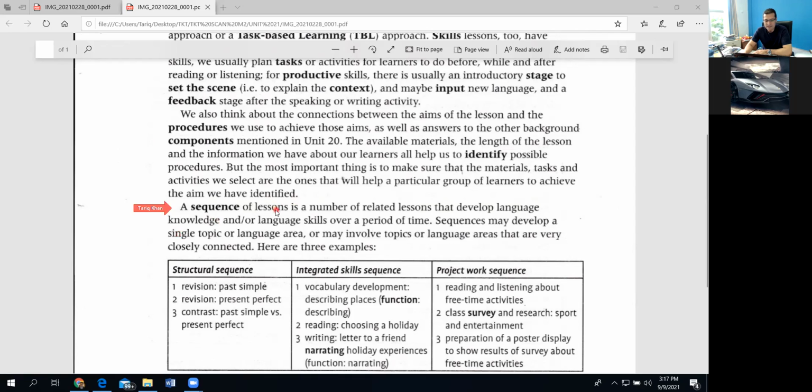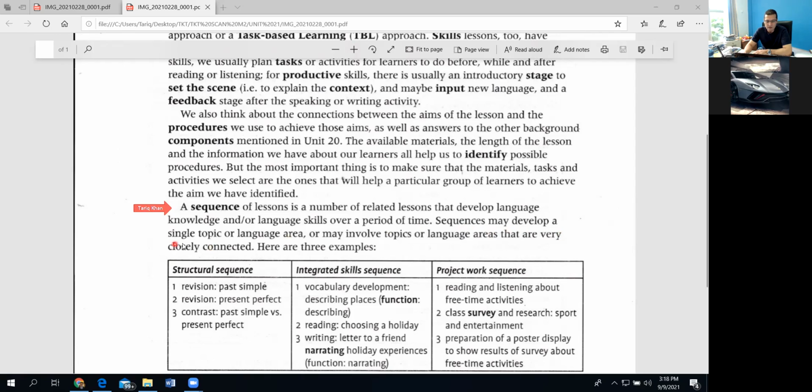A sequence of lessons is a number of related lessons that develop language knowledge and/or language skills over a period of time. A sequence of lessons means it is going to take some time. It is not going to finish in one class, so length of time is required for a sequence of lessons.